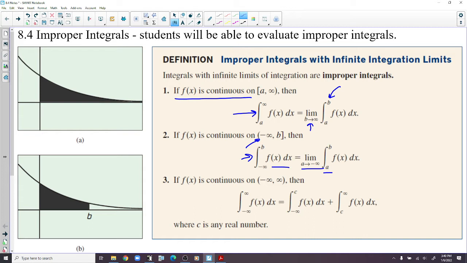If f of x is continuous on negative infinity to infinity, we just have to find a value in the middle that would work nicely, and usually we pick 0.